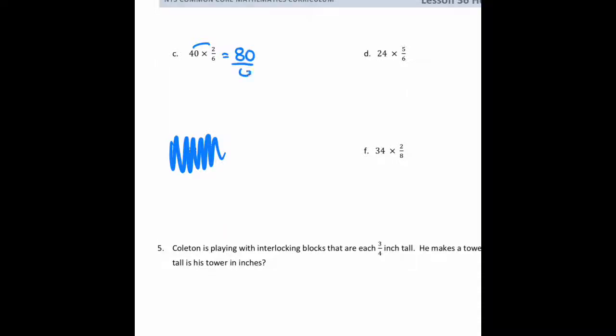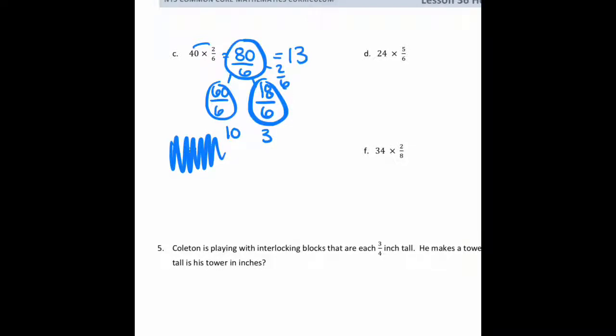Now if we got to change that back to a mixed number, it's going to take a minute, so let's pull some stuff out. I could pull out 60/6. That's an easy one to pull out. That's 10 wholes. I could still pull out another 18/6. That's 3 wholes. And then the 60 and the 18 is 78, so that leaves us with 2/6 left over. So altogether that's 10 wholes, that's 3 wholes with that 2/6, so it'll be 13 and 2/6.